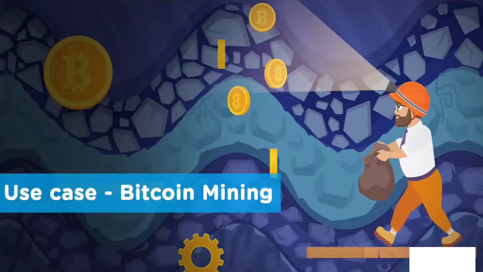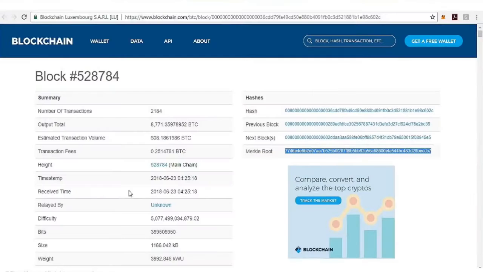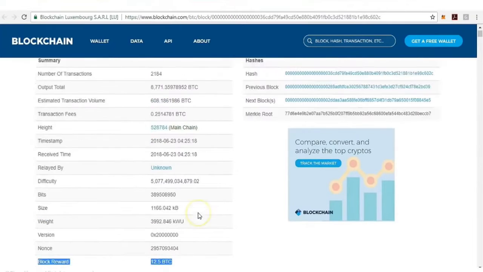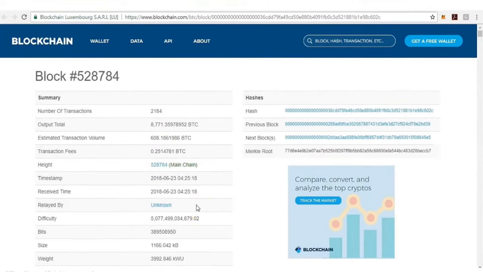Now let's take a look at a demo of how you can see the Bitcoin reward. This is an actual block of the Bitcoin network. As you can see, this is a block, and this is the block reward, 12.5 Bitcoin. So this was a block which was mined.